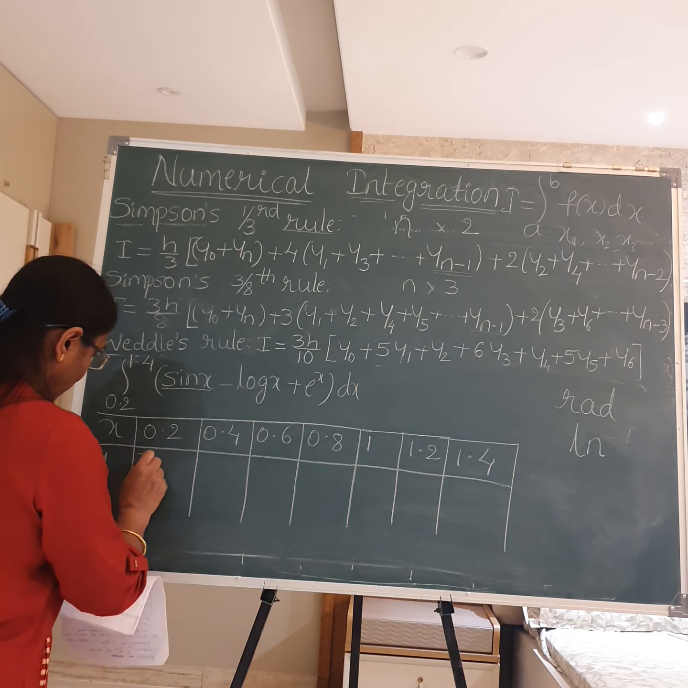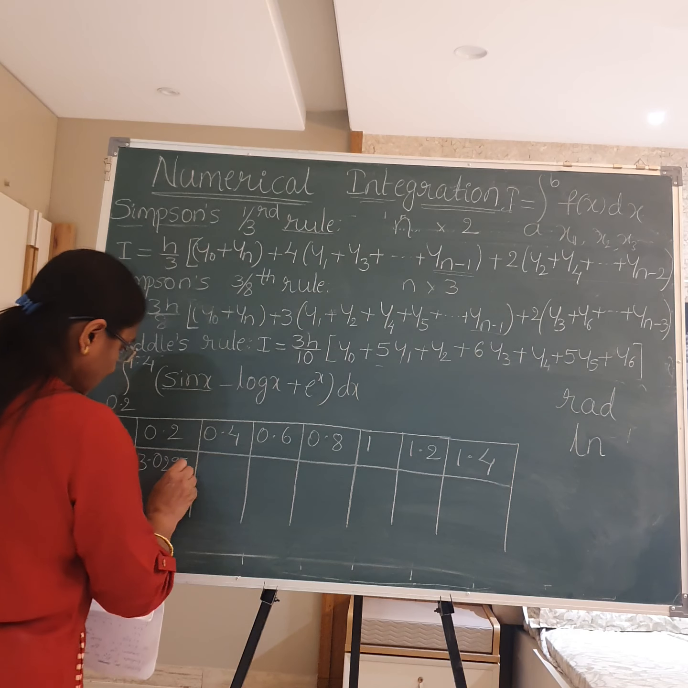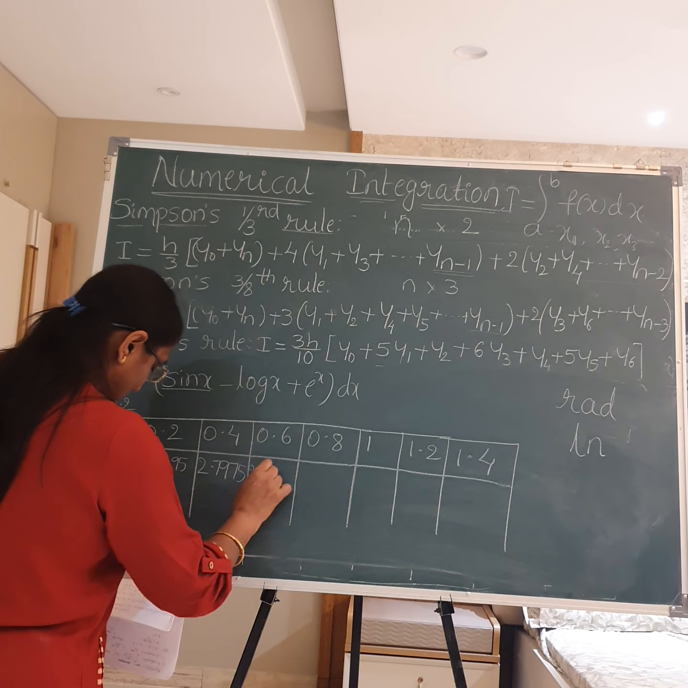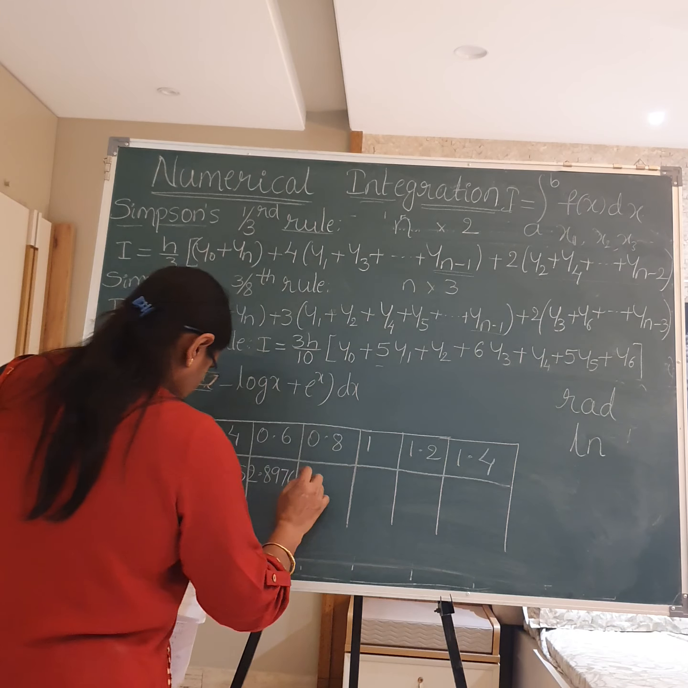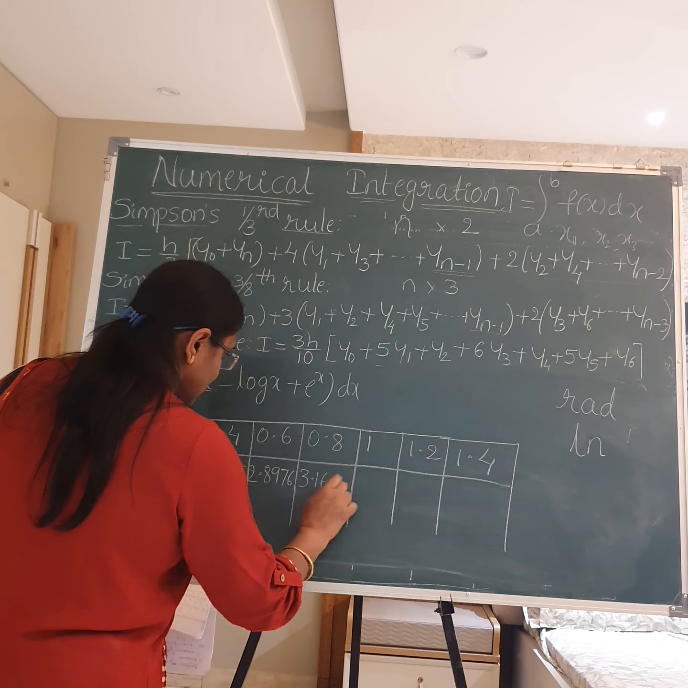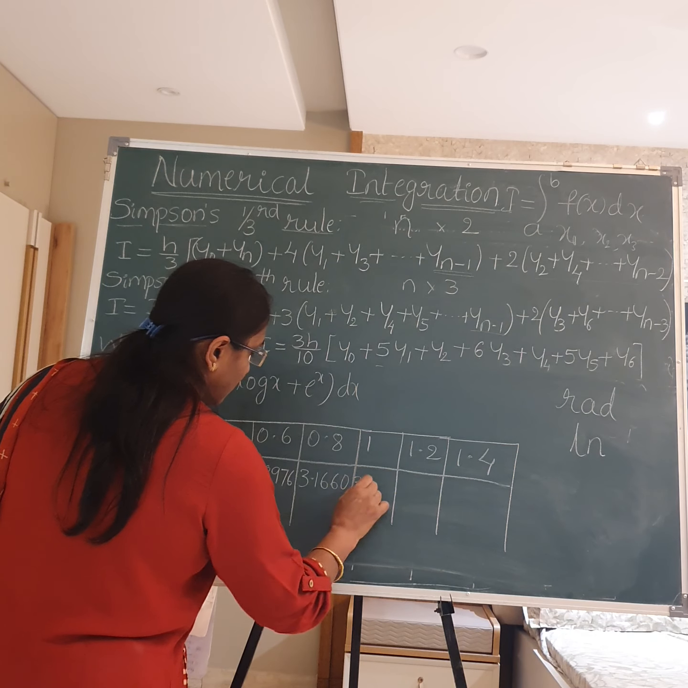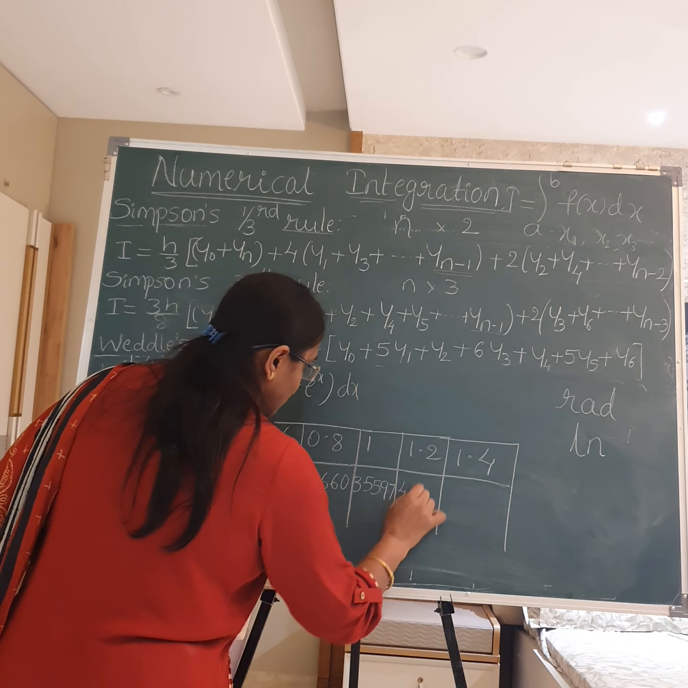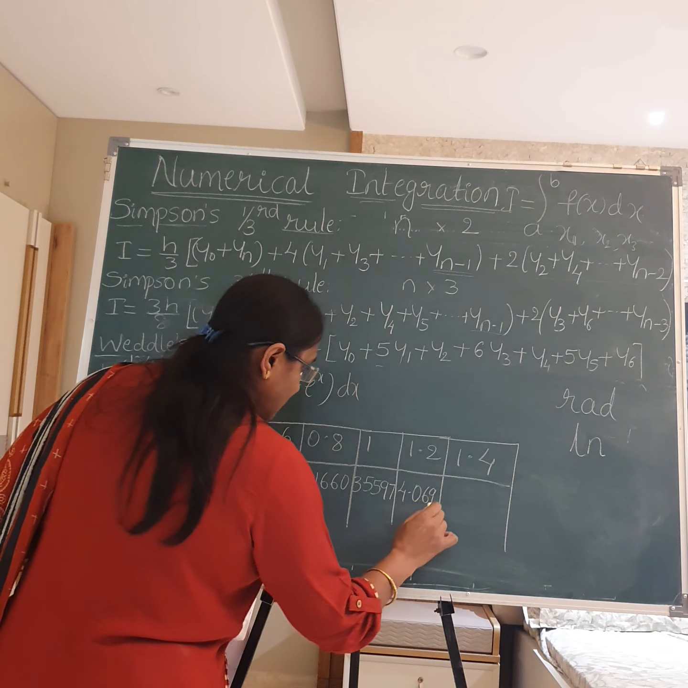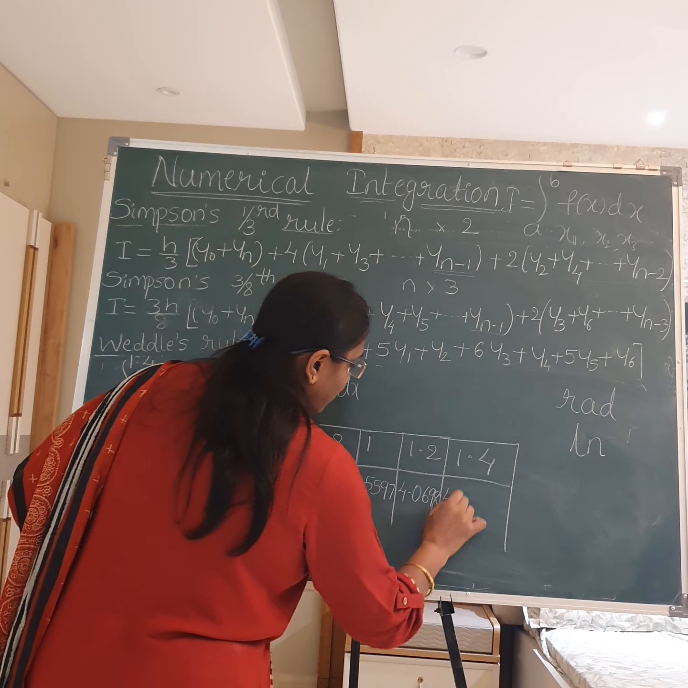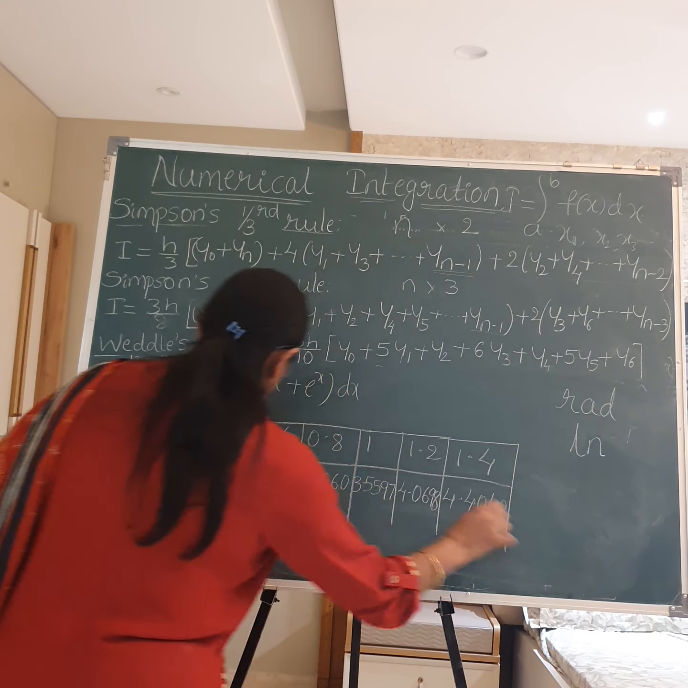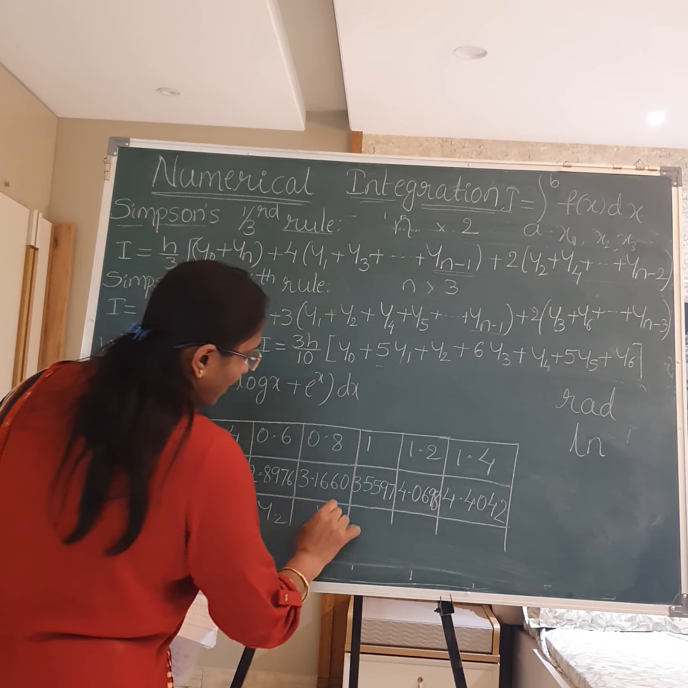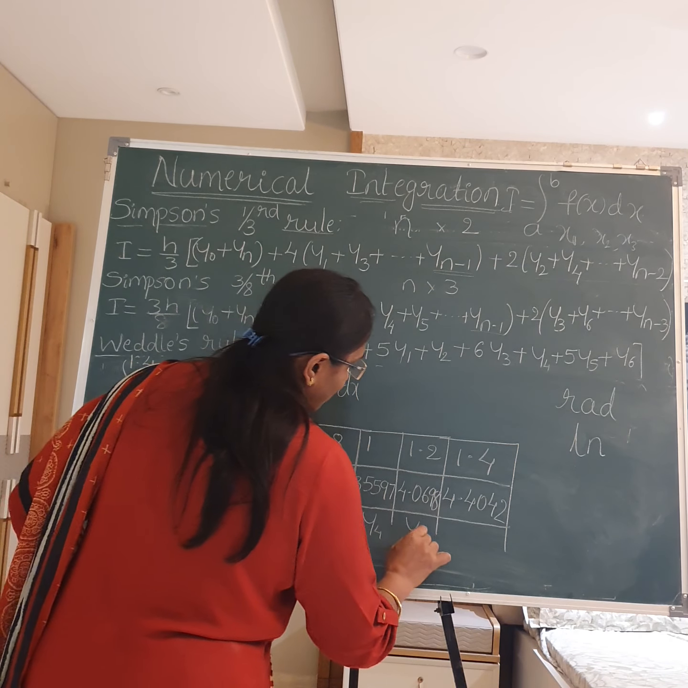Answers will be 3.0295, 2.7975, 2.8976, 3.1660, 3.5597, 4.0698, 4.4042. y0, y1, y2, y3, y4, y5, y6.